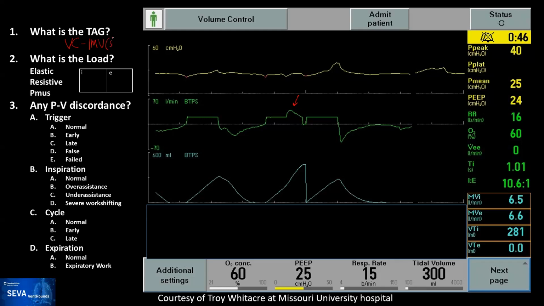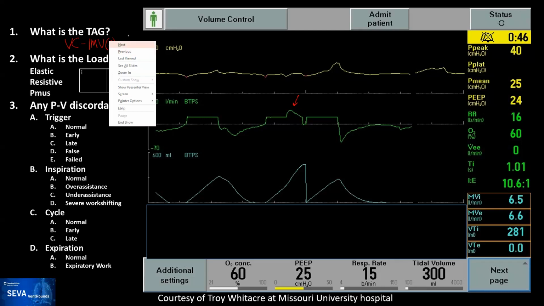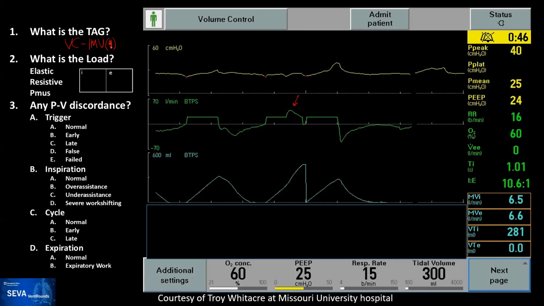Older Servo-i's imposed flow adaptation as a default. Newer software gives you the choice of the flow waveform. And so it changes from volume control to pressure control, and that's what you're seeing here. The ventilator sensed that it was going to work shift. It was going to actually go into severe work shifting.